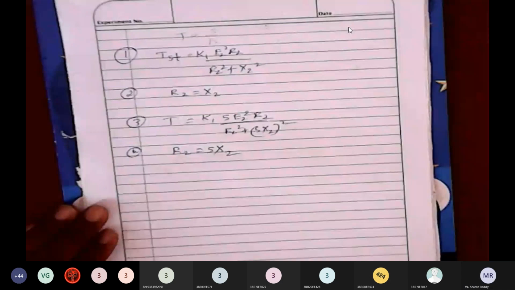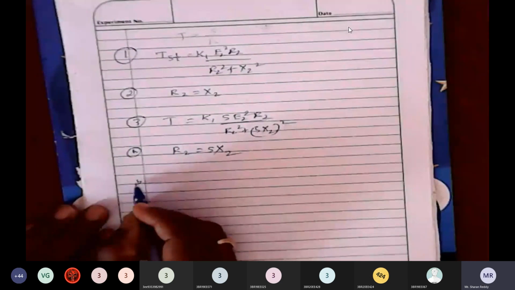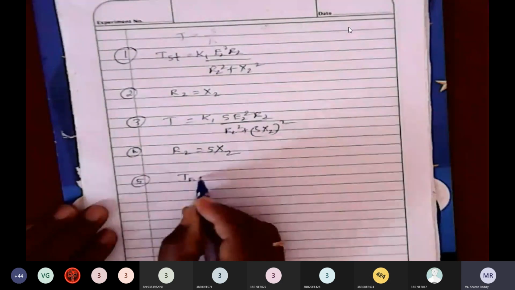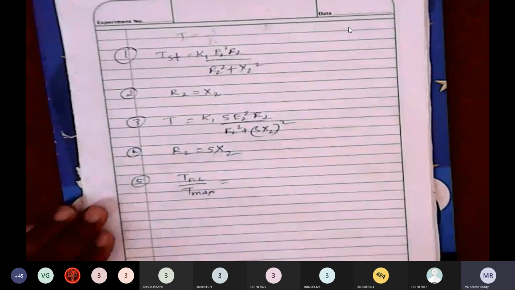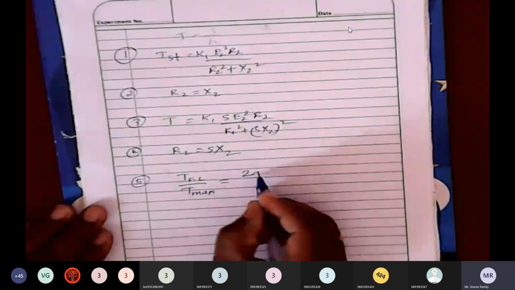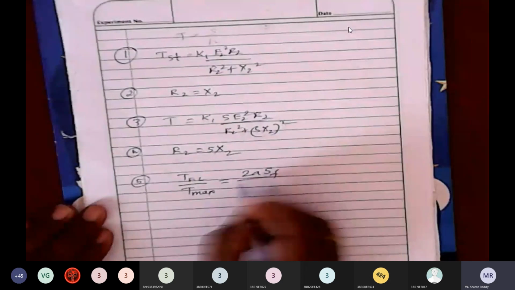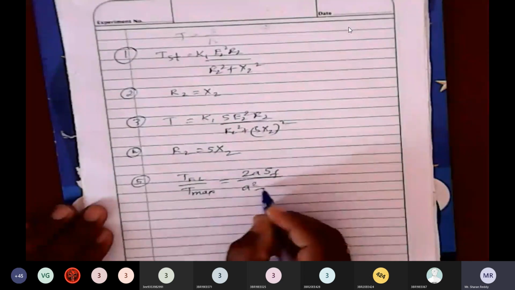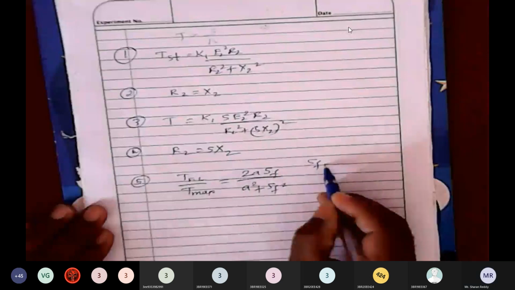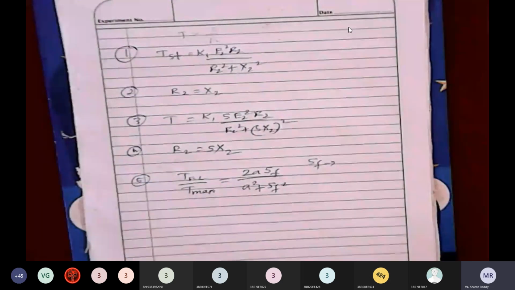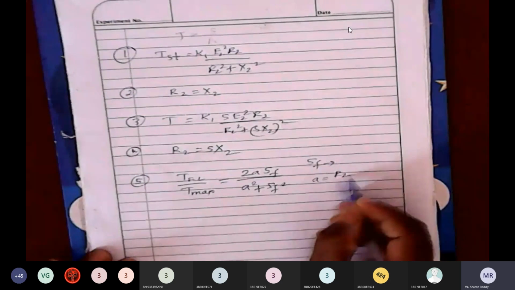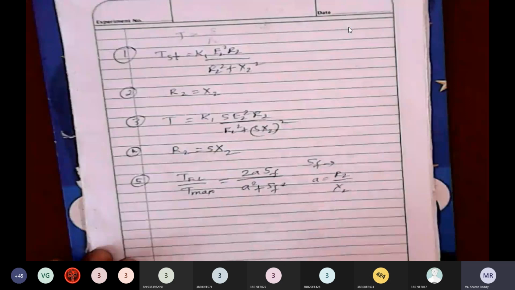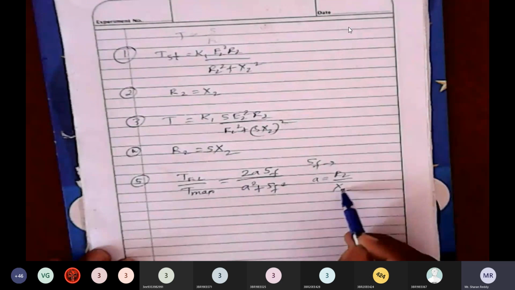And the fifth one, what was the fifth one? It is the ratio of full load torque to the maximum torque. What is that relation? 2A S_F divided by A square plus S_F square. What is S_F? It is the slip corresponding to full load, and A is the ratio of R2 by X2, rotor resistance to the standstill reactance.